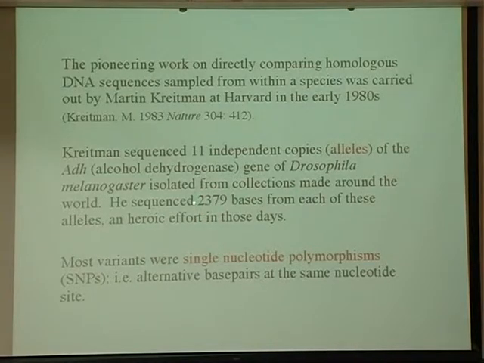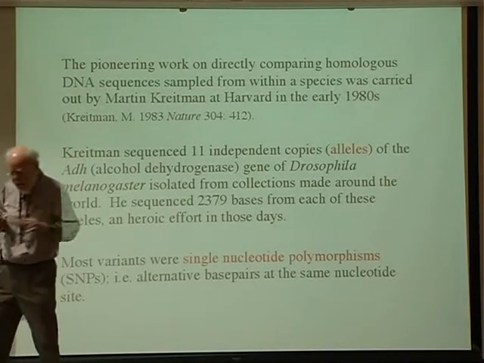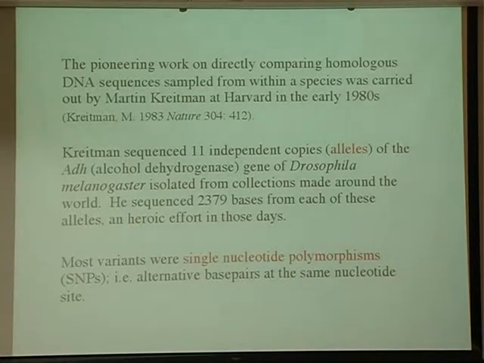And he sequenced 2,379 bases of the DNA from each of these alleles. And then he looked, this was really the first real study of DNA sequence variation at the actual sequence level. There are earlier indirect approaches using restriction enzymes, but this was really the first DNA sequencing project. So most of the variants are what we call single nucleotide polymorphisms, SNPs.